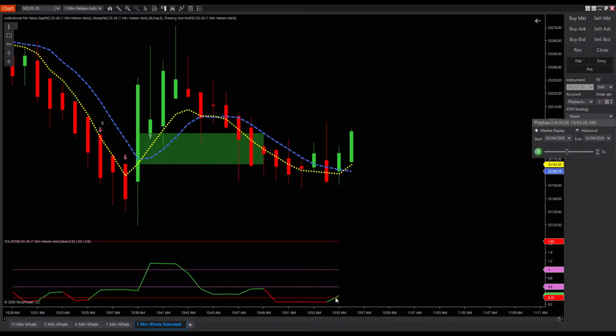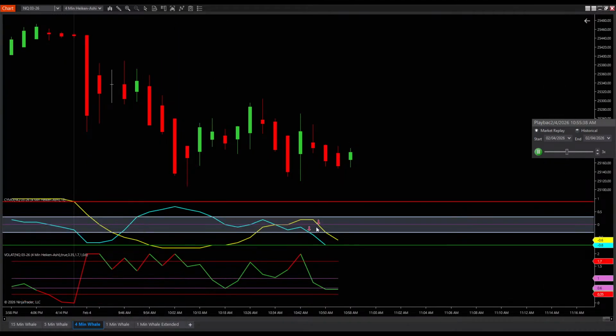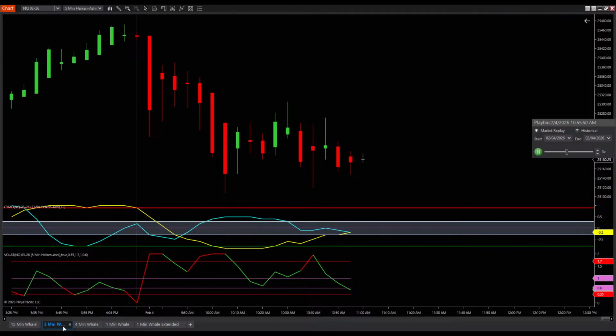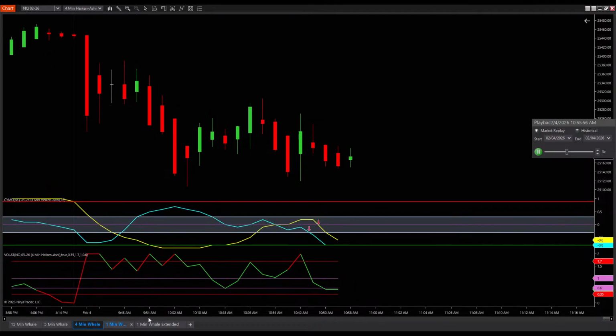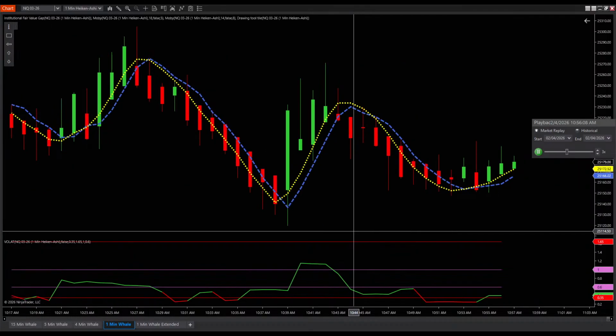Okay, volatility is finally increasing right there. Where are we at on the 4 minute? We still have rotational swing to the downside right there. Okay, we are still there, here on our 1 minute.